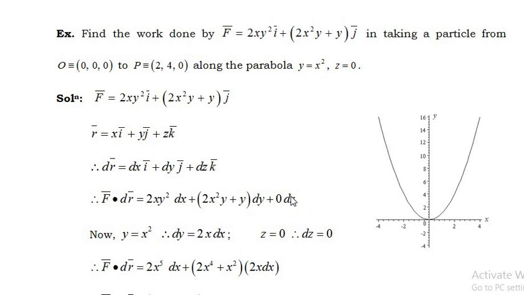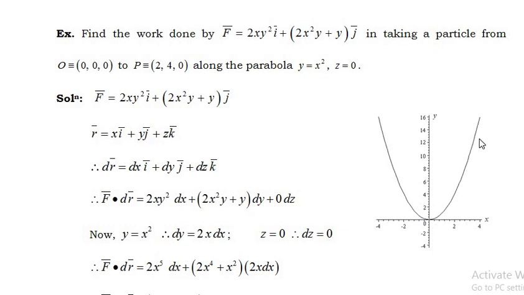Now in this problem, the path is given as a parabola with z equal to 0. So the three-dimensional geometry is converted directly into two-dimensional. Z equal to 0 means only the xy plane. This is the xy plane, x axis, y axis, and y equal to x square. Even powers of x, so the curve is symmetric about the y axis. Y is greater than or equal to x square, which is greater than or equal to 0, that is y greater than or equal to 0. The curve does not exist below the x axis.